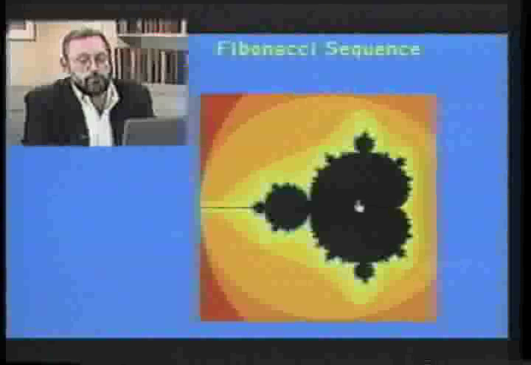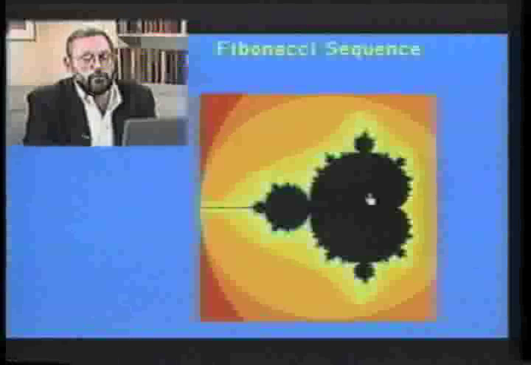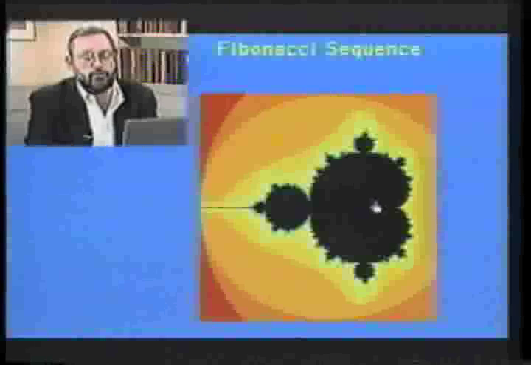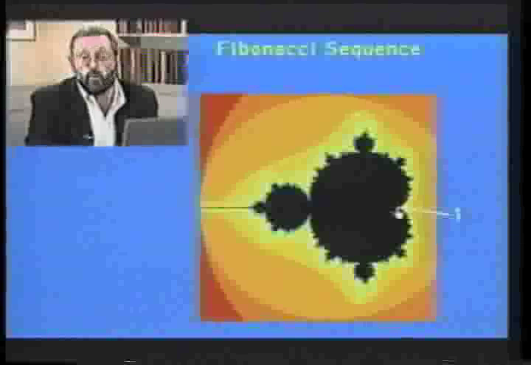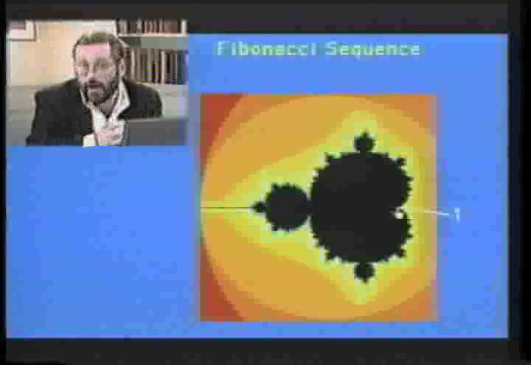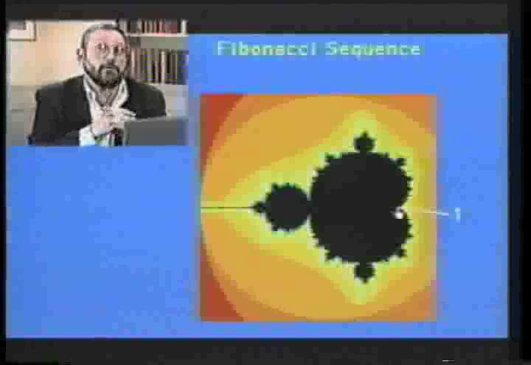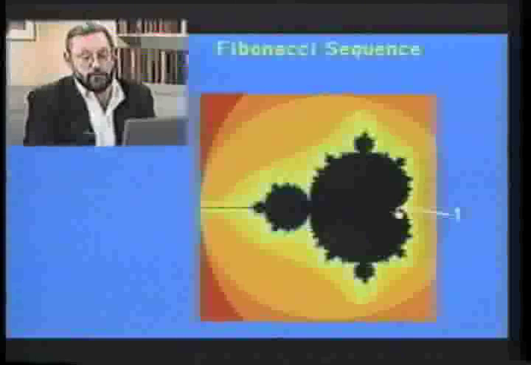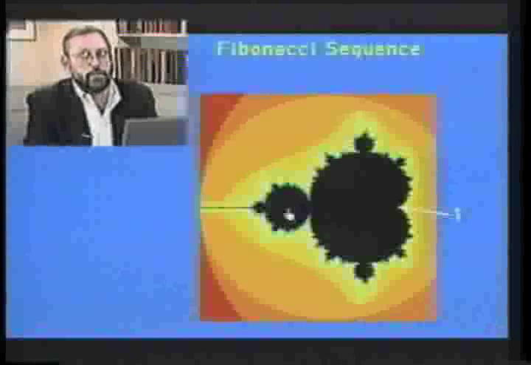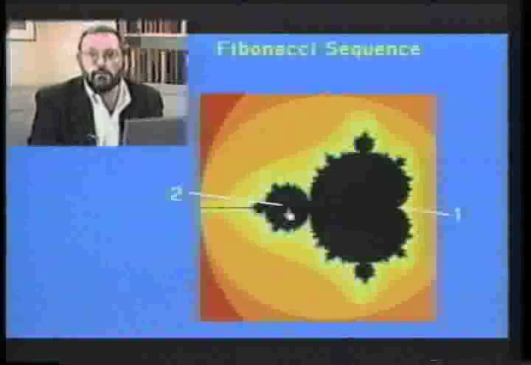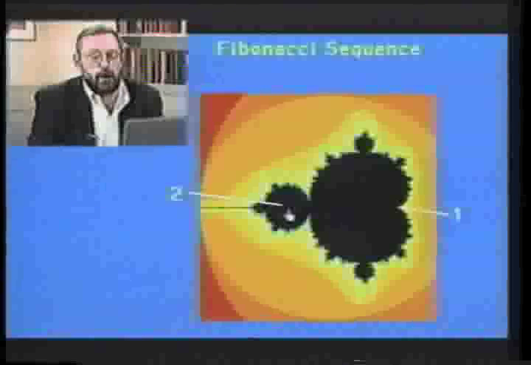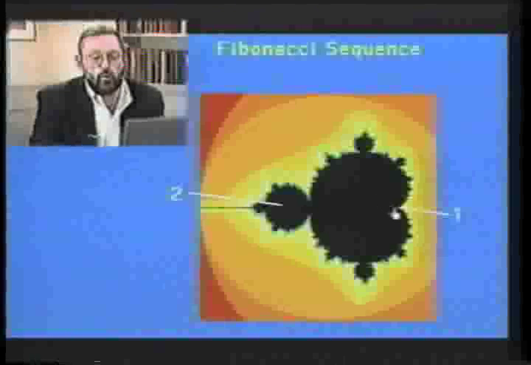This, of course, is the period 1 bulb. Let's call the entryway to the period 1 bulb 1. Now, I'm not going to talk about these fractions anymore. I'm just going to use the periods of the bulbs, so the denominator of these fractions. Over here is the period 2 bulb. What's the largest bulb between 2 and 1?